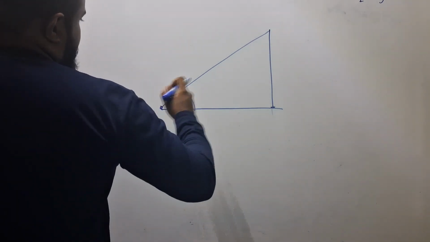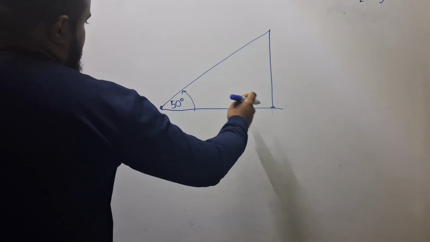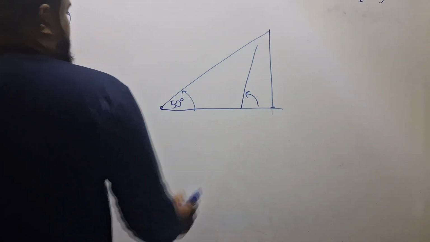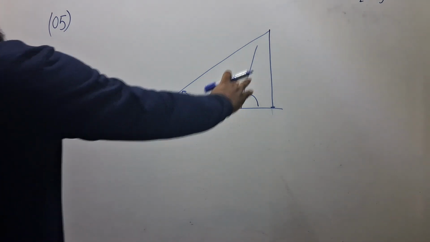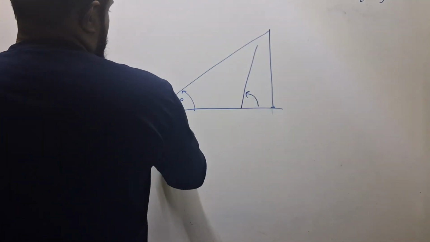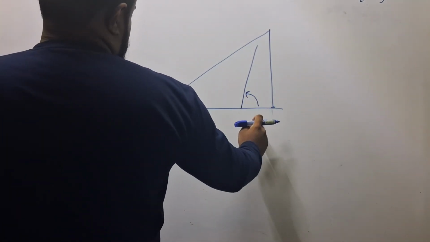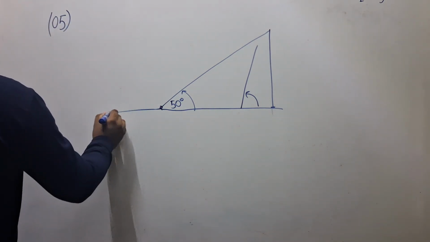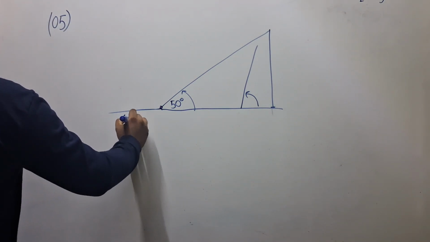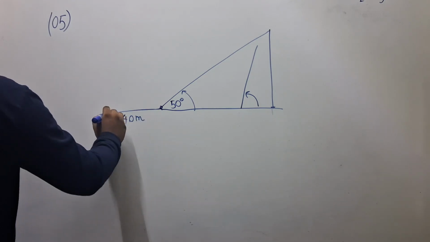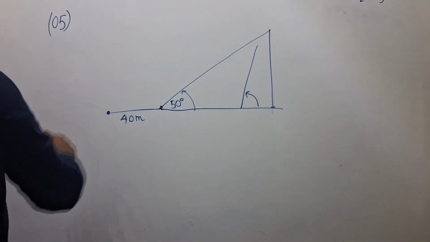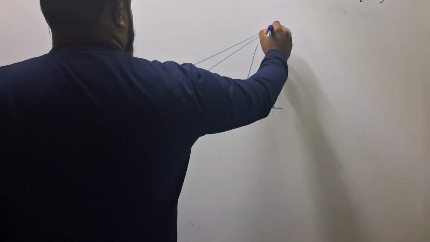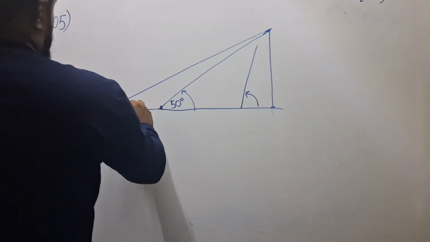Think you are moving to the right side. If you move to the right side, the angle of elevation is getting increased to see the same point. So that means you cannot move to the right side. You have to move to the left side. What is the distance? 40 meters. And you observe the top again, and it gives you 35 degrees.